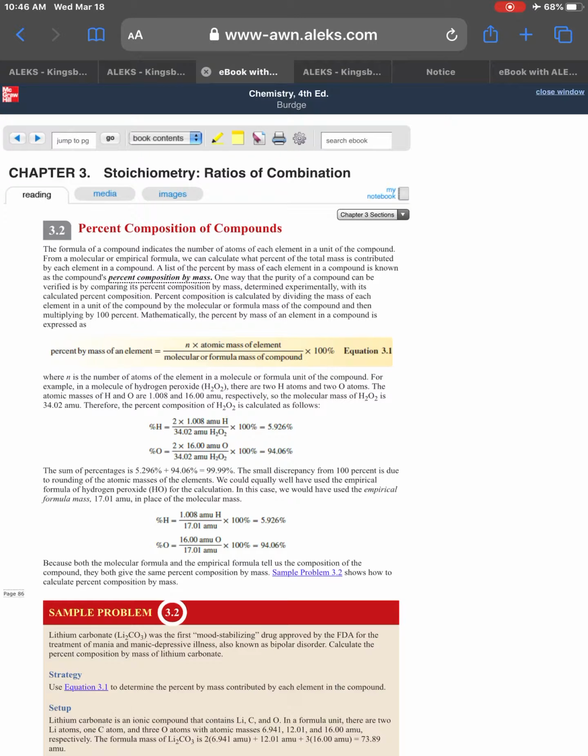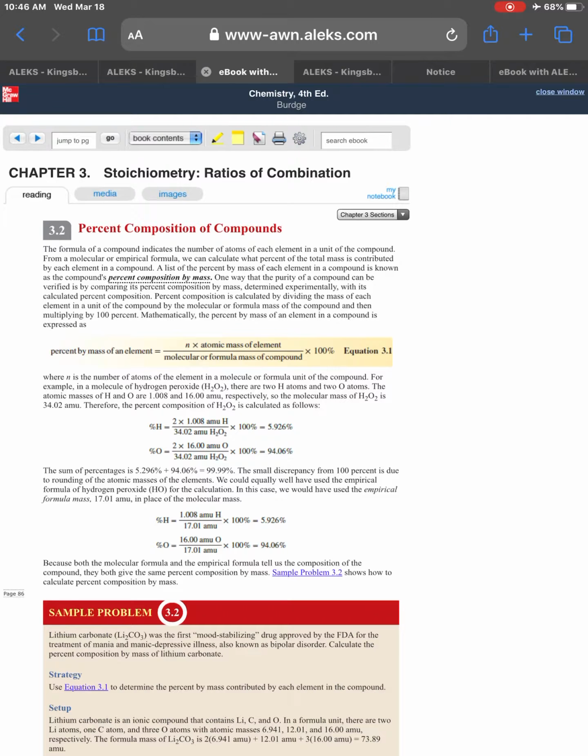Mathematically, the percent by mass of an element in a compound is expressed as, and now let's look at equation 3.1. Percent by mass of an element equals N times the atomic mass of the element divided by the molecular or formula mass of the compound times 100%.